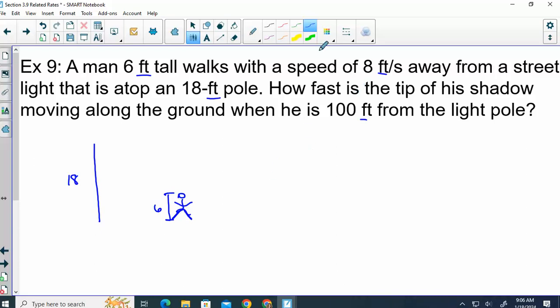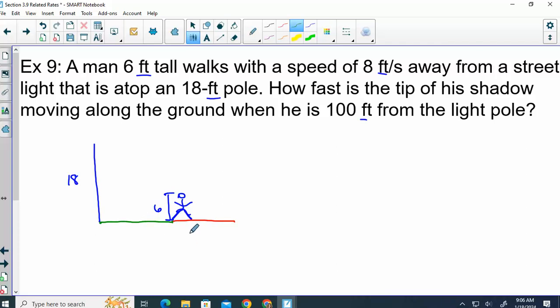So where is his shadow going to be? Where's your shadow again? On the ground, and would it be behind him or in front of him? In front of him, because the light is behind him. So here's his shadow. If I want to know how fast that's moving, that has to be a variable. We also know how fast he is walking. So from here to here has to be a variable.